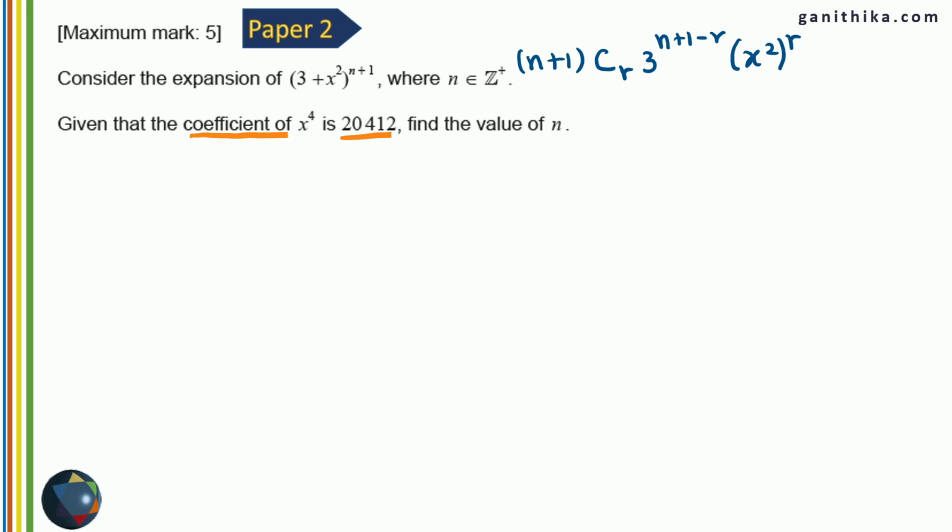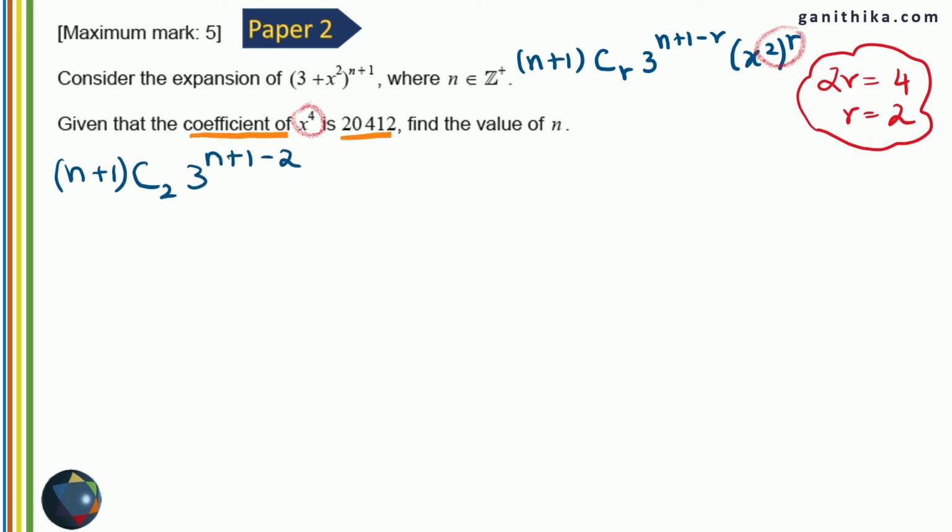So n plus 1 Cr, 3 to the power of n plus 1 minus r, x squared to the power of r. Now the question is asking for the coefficient of x to the power of 4. Therefore this 2r should be equal to 4, giving you r equal to 2. So using this on the coefficient, you'll get n plus 1 C2 times 3 to the power of n plus 1 minus 2 equal to 20,412. So this is the coefficient, not the term. You don't use the x power 4 there. Only the coefficient should be equated to 20,412.